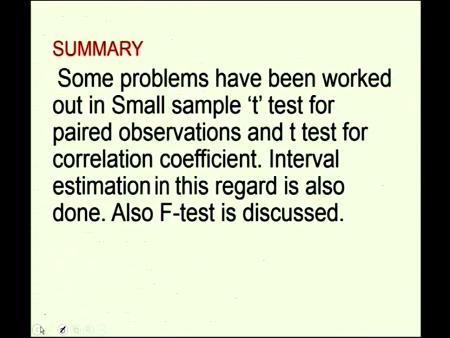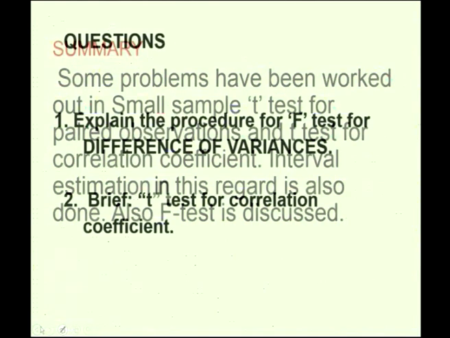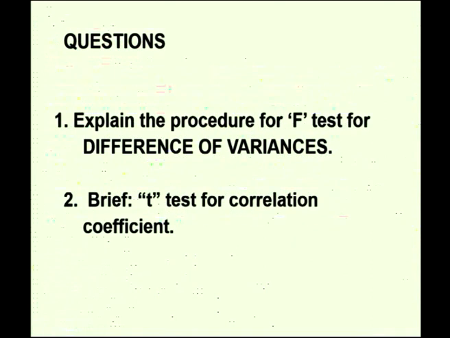Now, in this session some problems have been worked out in small sample t-test for paired observations and t-test for correlation coefficient. Interval estimation also is done. Also we have discussed the procedure for F-test. Based on the discussion in the session, the following questions are posed. Explain the procedure for F-test for difference of variance. Brief t-test for correlation coefficient. Thank you.